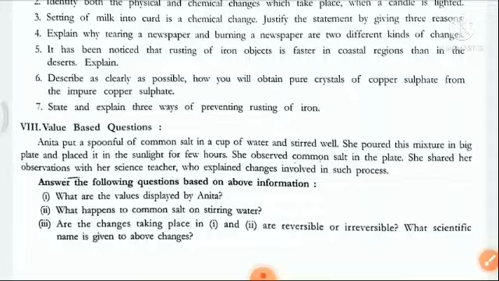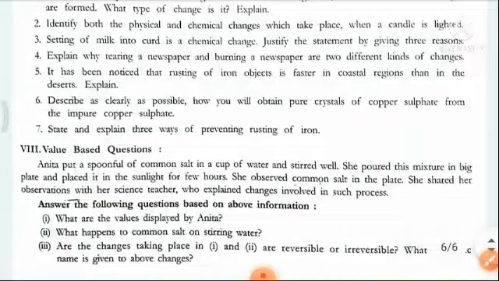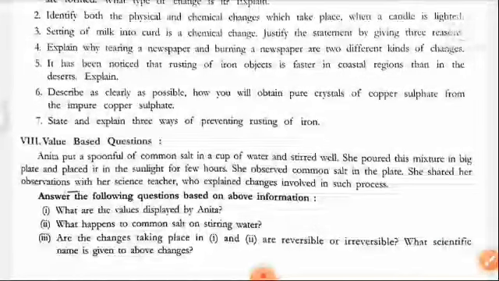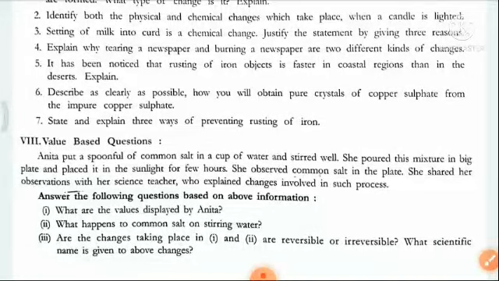And again you can write that in coastal regions we also have oceans and seas, and the water in those areas is also salty, and this salty water also increases the speed of rusting. So this is the answer, this is the main concept, and you can write your answer in your own words using this concept. Okay, so now question number 6.